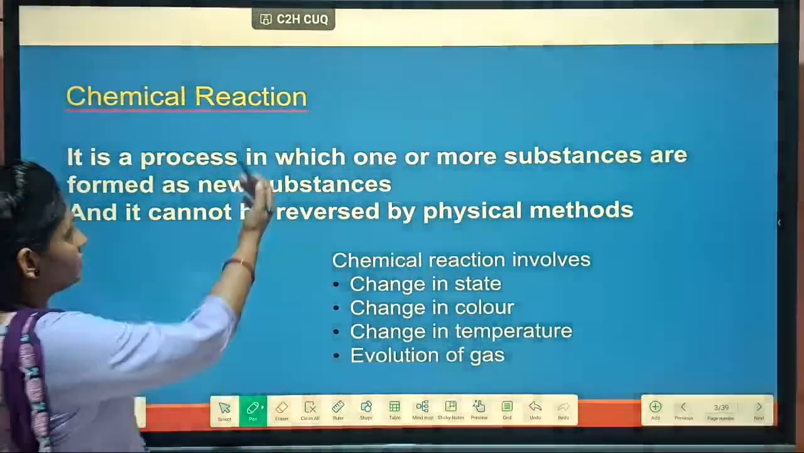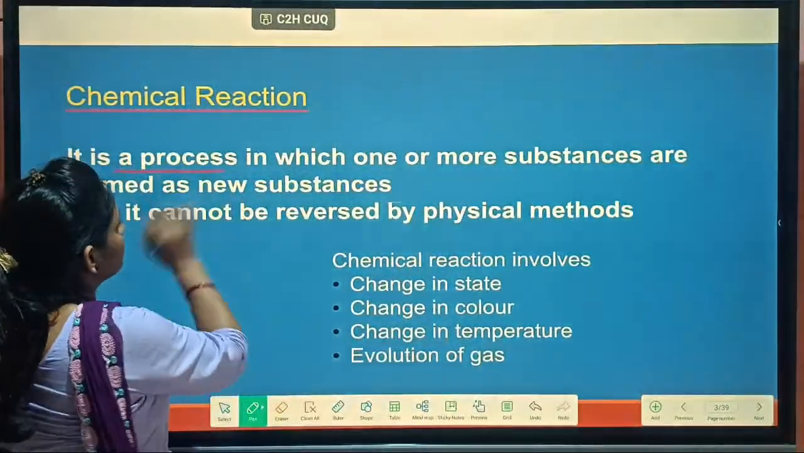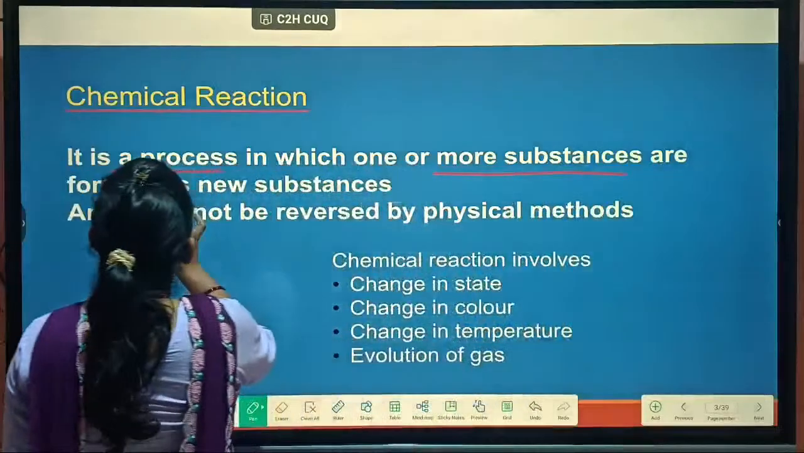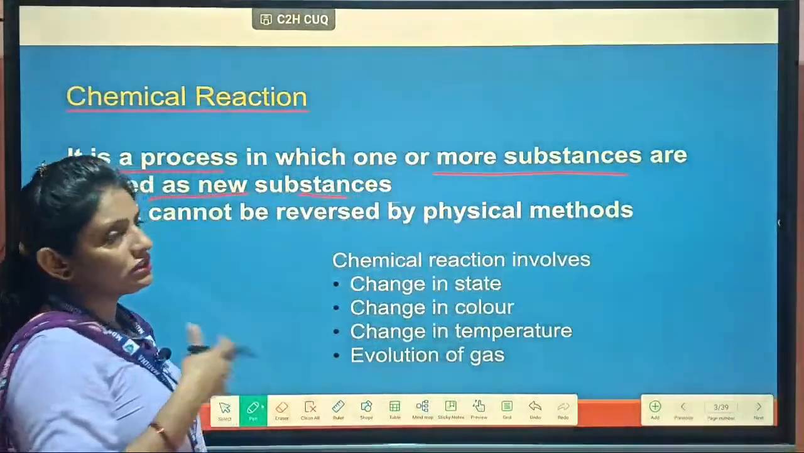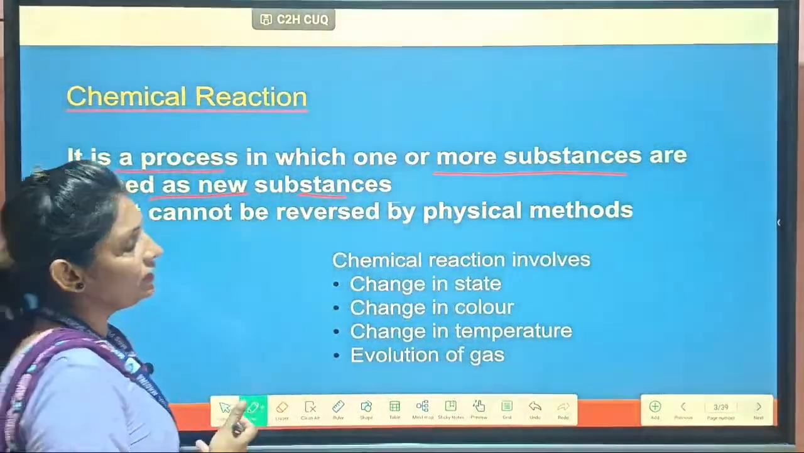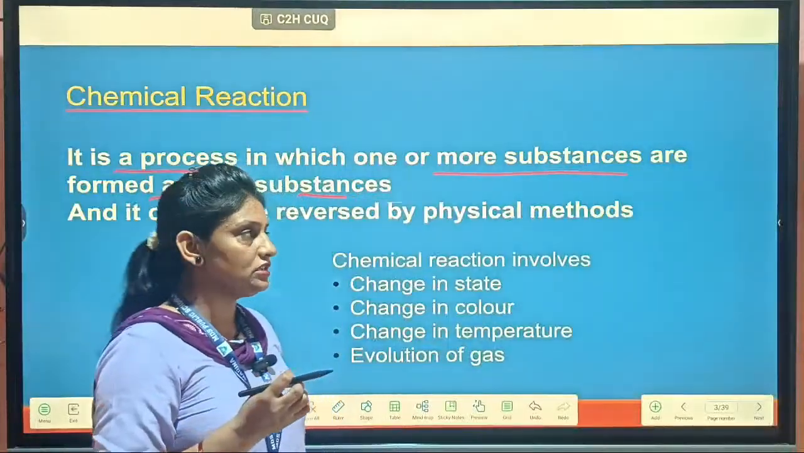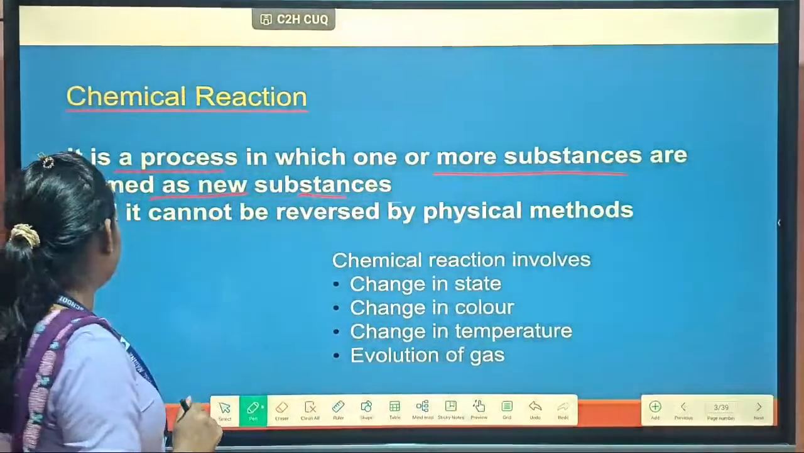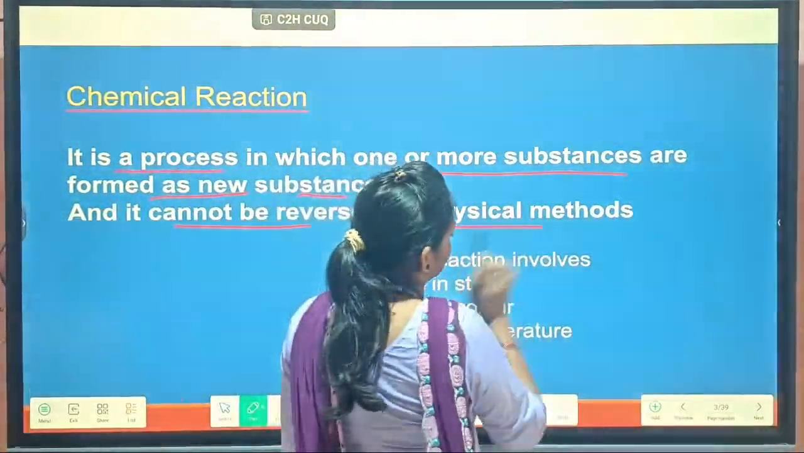Students, what do you mean by a chemical reaction? It is a process in which one or more substances are formed as new substances. It means when two or more substances combine with each other and give some new substances, that process is known as a chemical reaction. And it cannot be reversed by physical methods.